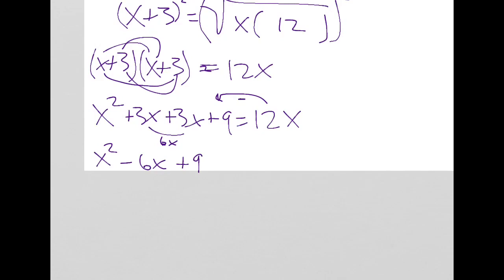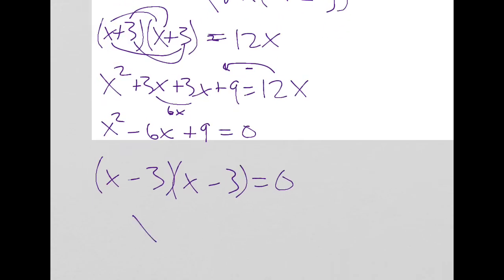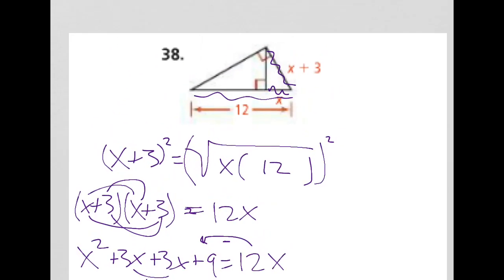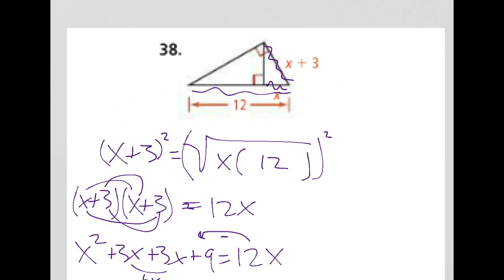Let's factor this to find the zeros. So x there and an x there. It's all equal to 0. Well, what are two numbers that multiply to 9 and add to negative 6? Well, it's got to be negative 3 and negative 3, because negative 3 times negative 3 is positive 9, and negative 3 minus 3 is negative 6. So my solution has to be x equals 3, and we got all that from that triangle right there.